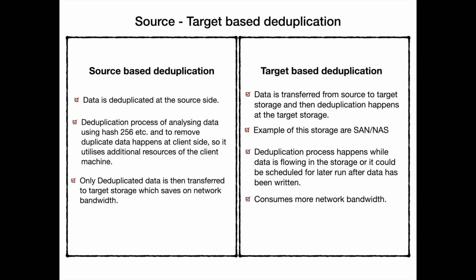In target-based deduplication, data is transferred from source to target storage, and then deduplication happens at the target side. Examples could be SAN or NAS. The deduplication process happens while data is flowing into the storage, which is inline as I explained, or it could be scheduled for a later run after the data has been written, and it consumes more network bandwidth.